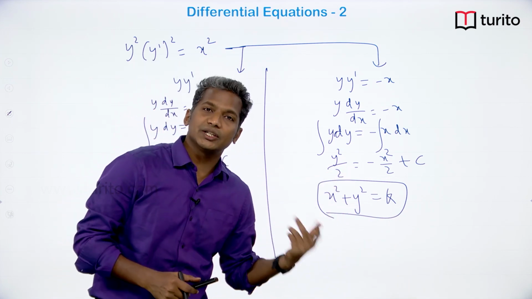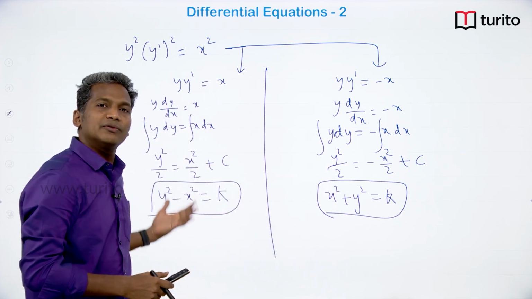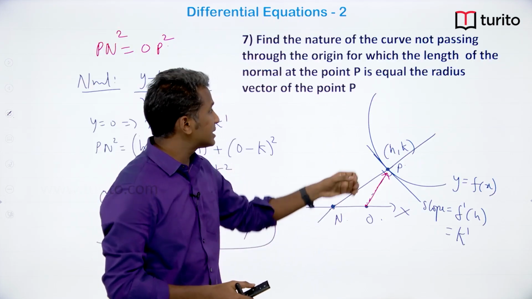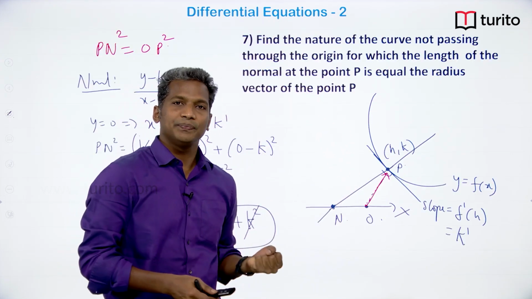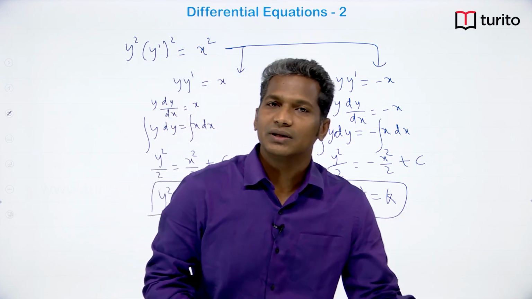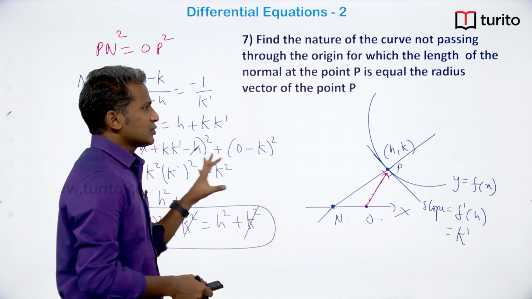So what is the nature of the curves? Family of circles or family of rectangular hyperbolas. Both these curves will satisfy this relation. In fact, in circles you know that the length of the normal is equal to the radius only. So this way we can solve the problem.